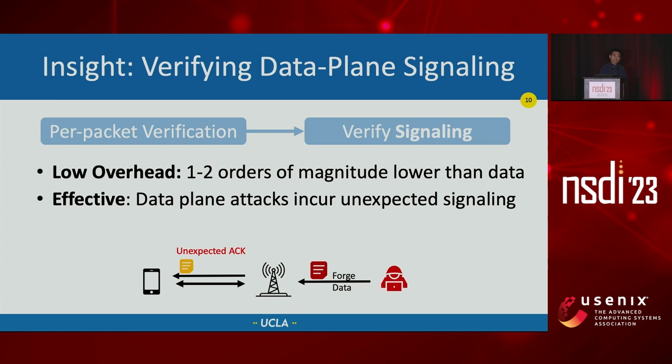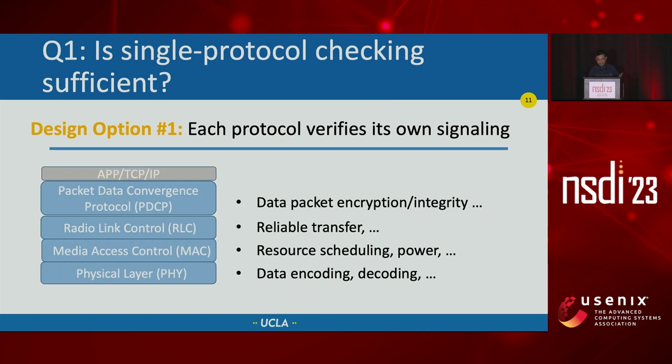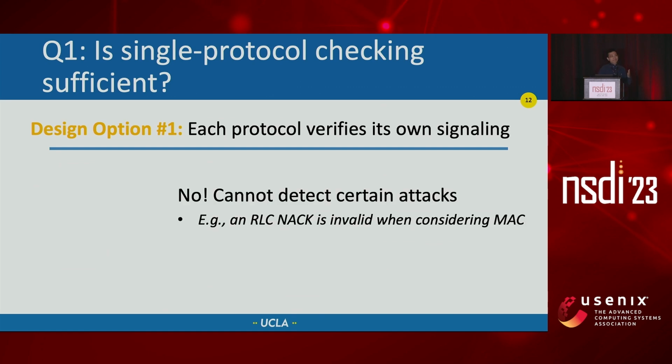So now we have our goal, which is to verify the signaling messages. Now, how do we do it? There are several design choices. The first option is for each protocol to verify its own signaling. As we can see here, 5G incorporates multiple protocol stacks for different functionalities. So one obvious choice is that every single protocol takes care of its own signaling messages. But unfortunately, this will not work. The problem is that certain attacks must be detected by a cross-layer approach.